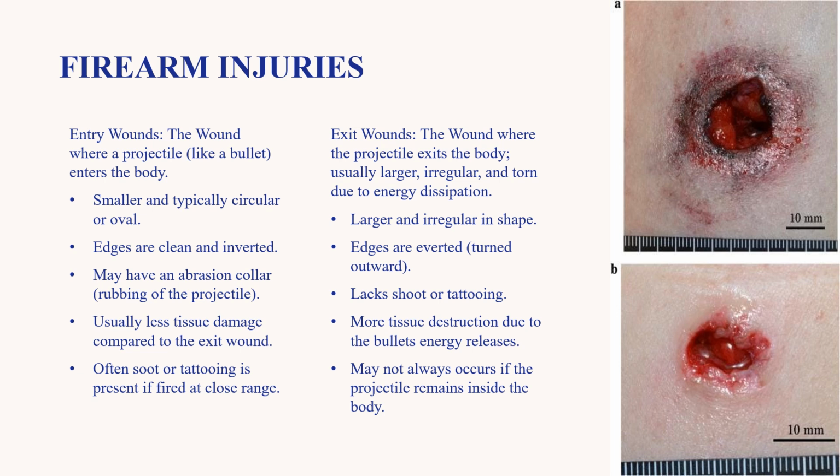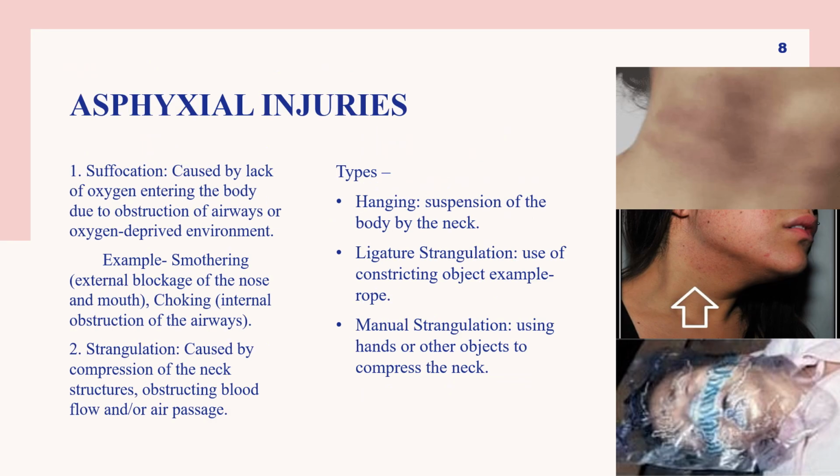Exit wound is the one where the projectile exits the body, usually larger, irregular and torn due to energy dissipation. Large and irregular in shape. Edges are everted, turned outward. Less soot or tattooing. More tissue destruction due to the bullet's energy release, though it may not always occur if the projectile remains inside. The fourth type of classification is asphyxial injury.